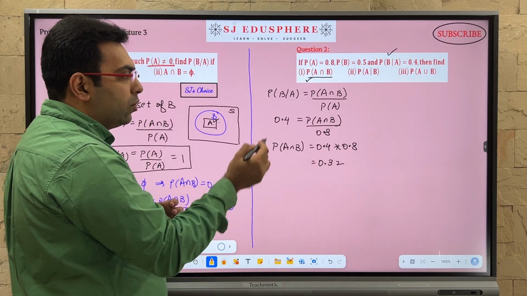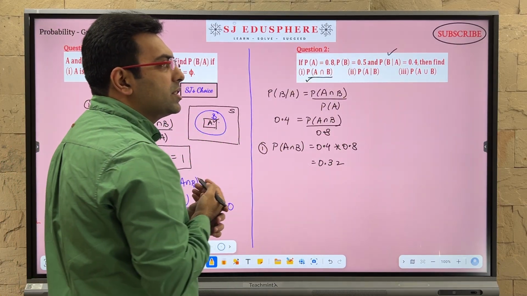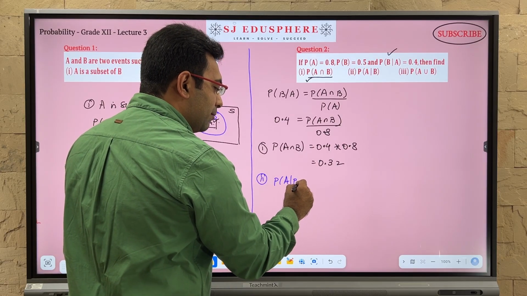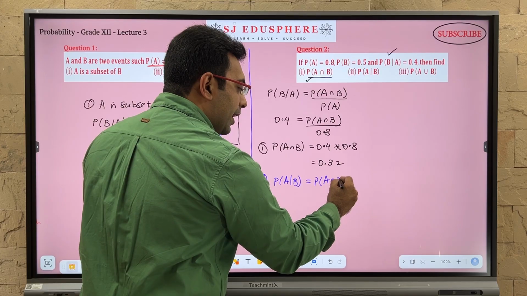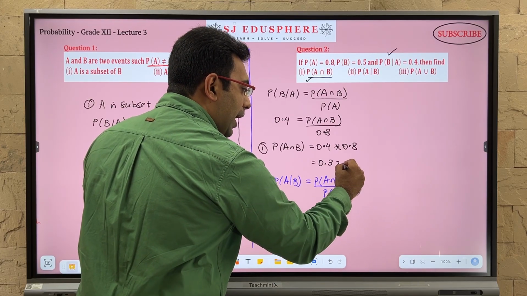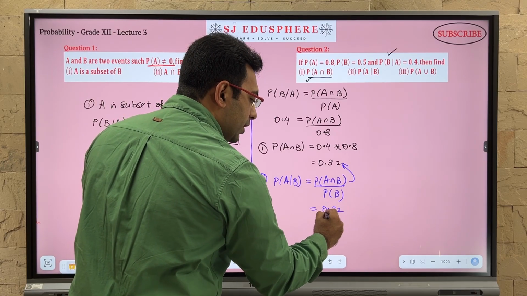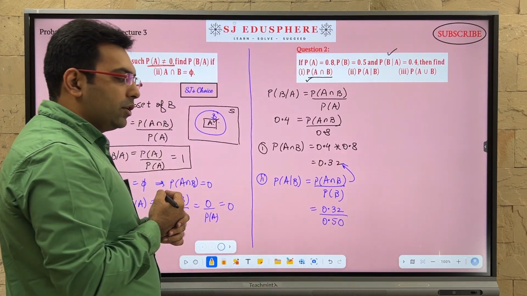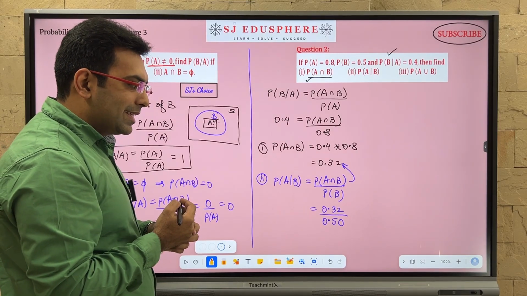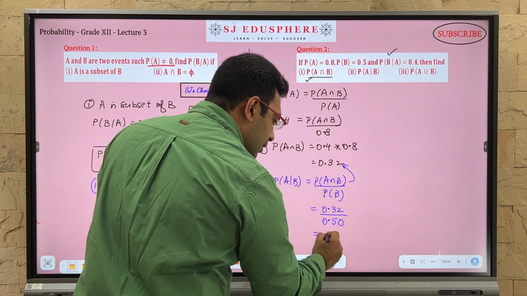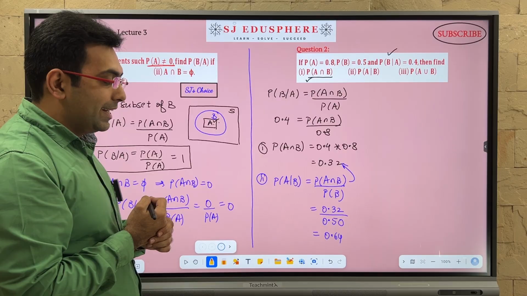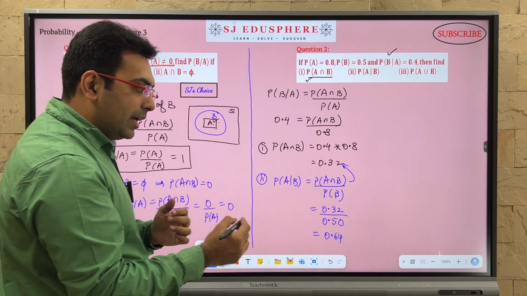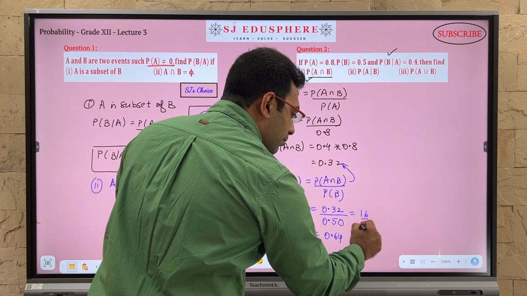Now, when I already know my A intersection B value, my question says I want probability A given B. So, probability A given B, formula substitution is A intersection B upon probability B. I just found this value over here as 0.32. I know my probability of B is 0.5. For my understanding, I'm calling it as 0.50. Okay. So can I write this as 64 by 100? That is 0.64 if you want it in the decimal value, or if you want to go for your least fraction, can I write that as 32 by 50 is nothing else but 16 by 25.